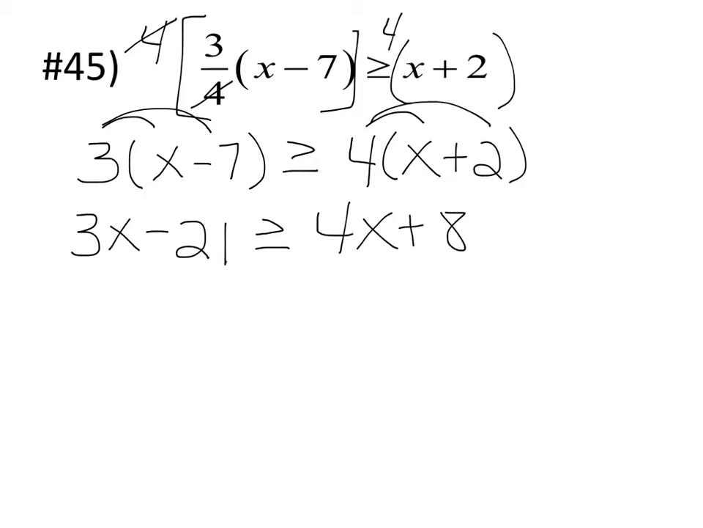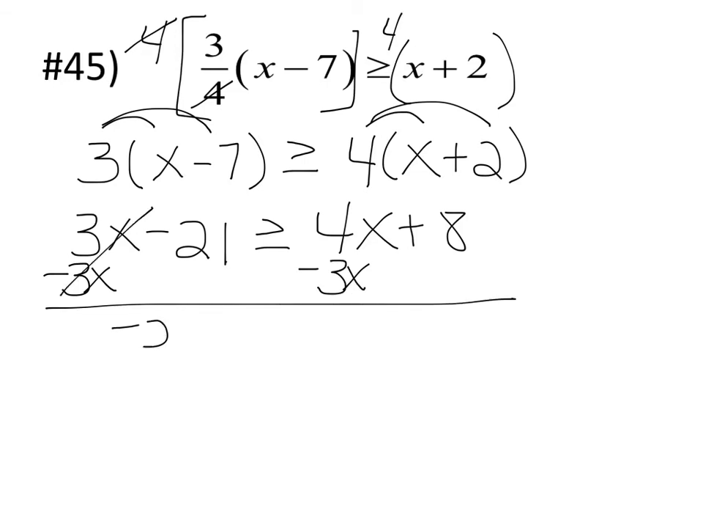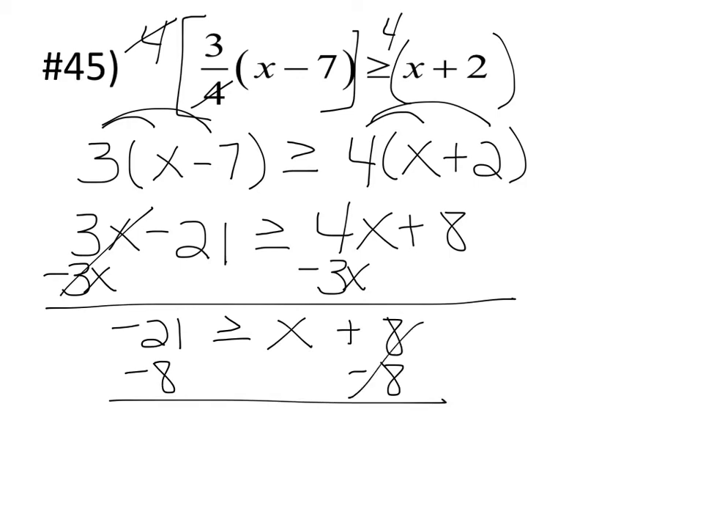Bring your smaller x to your larger x. So I'm going to subtract 3x from both sides, leaving me negative 21 is greater than or equal to x plus 8. Now you're going to isolate the variable by subtracting 8 from both sides. Negative 21 minus 8 is negative 29, which is greater than or equal to x.